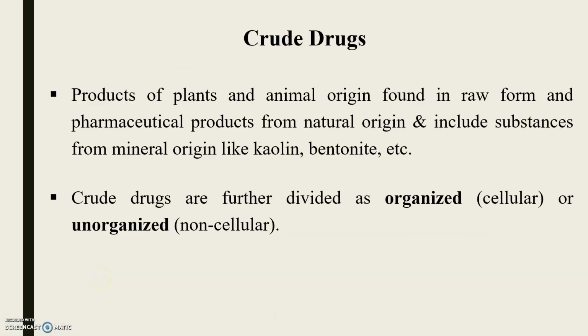Crude drugs. Crude drugs are nothing but the products of plant or animal origin found in the raw form, or the pharmaceutical products from natural origin, and the substances obtained from mineral origin like kaolin and bentonite. Crude drugs are further classified as organized and unorganized forms. Organized means having a definite shape and size, and unorganized means they do not have any shape and size.